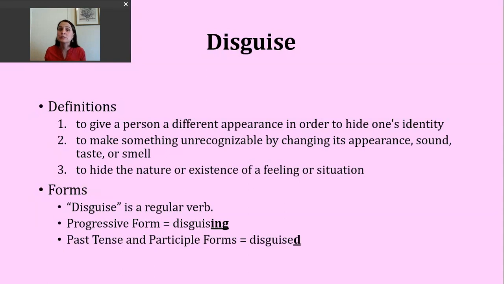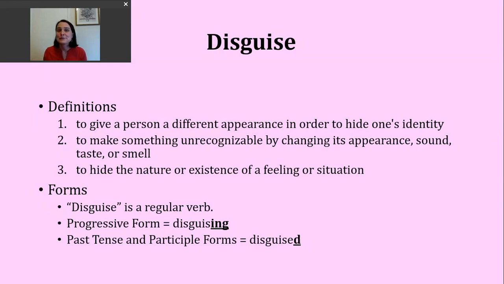A second way to use the verb disguise is to mean to make something unrecognizable by changing the thing's appearance, its sound, its taste, or its smell. I have recently talked to some parents who have tried to disguise vegetables in desserts. So maybe blending cauliflower, broccoli, other things so that you can't really see it. It's not noticeable. It's not in its normal form. So it seems unrecognizable when someone goes to eat it.